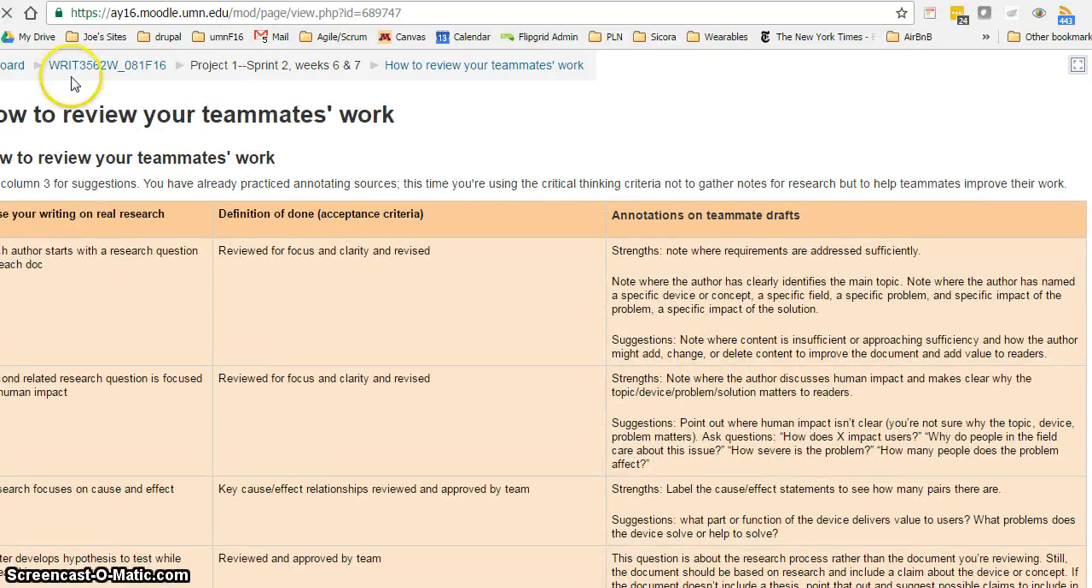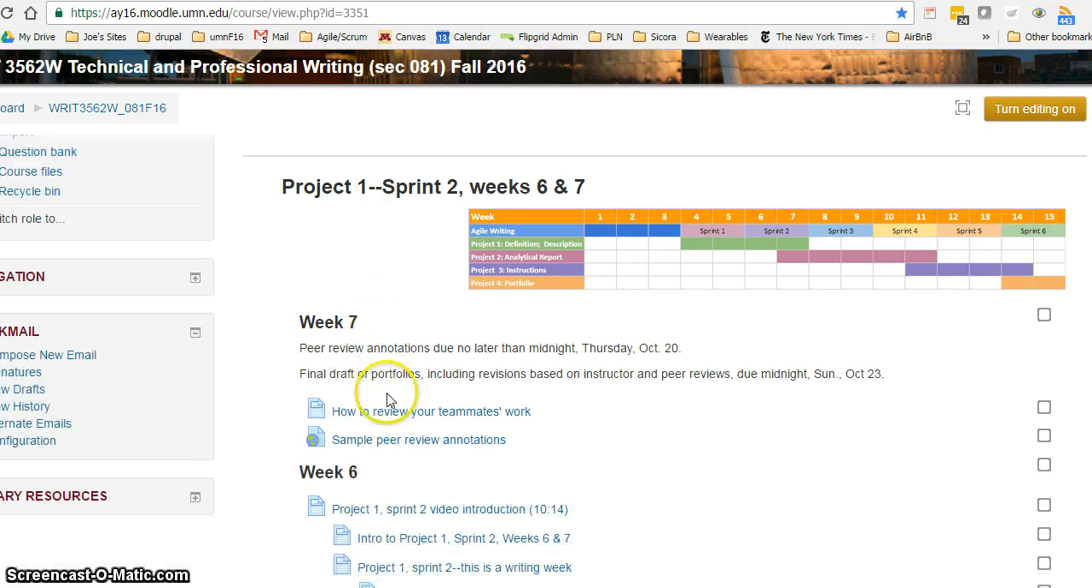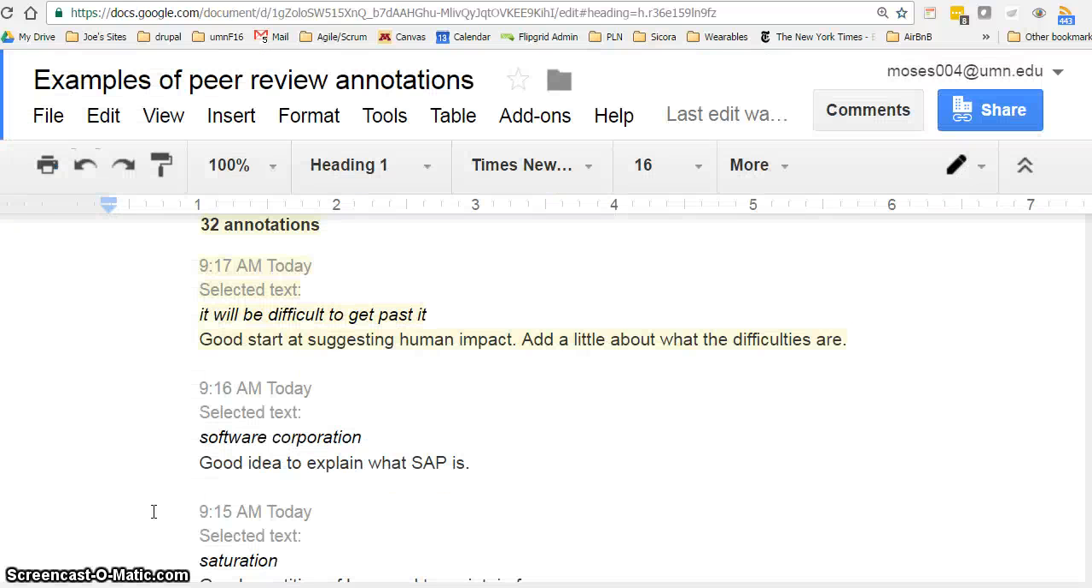The other resource is a sample of how you might do peer review yourself. I've included several examples linked from the week 7 spot on Moodle, and when you come to that, you'll see examples of peer review annotations.